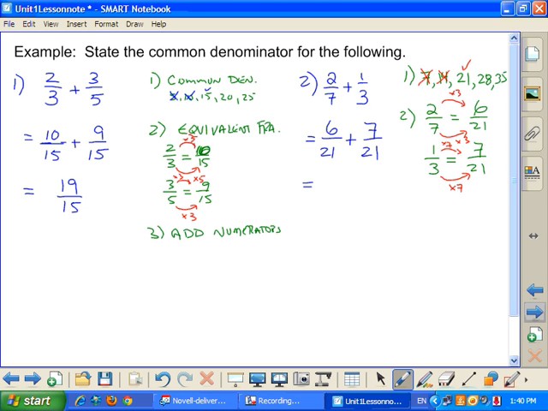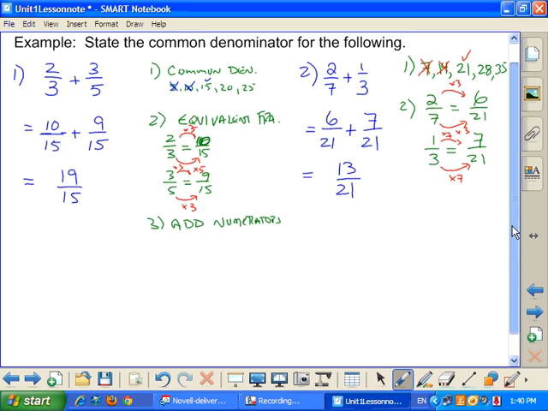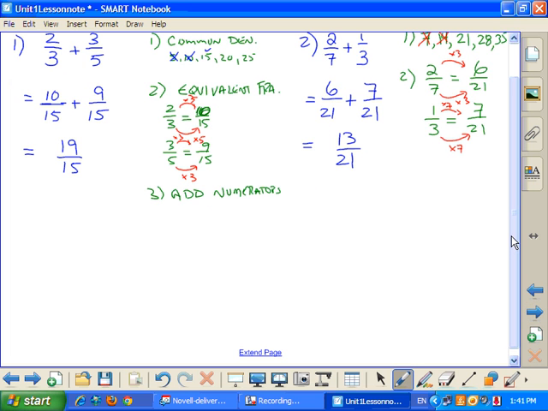Third step, add the numerators. 6 plus 7 is 13. So your answer is 13 over 21. Okay. Do one more example down below here.